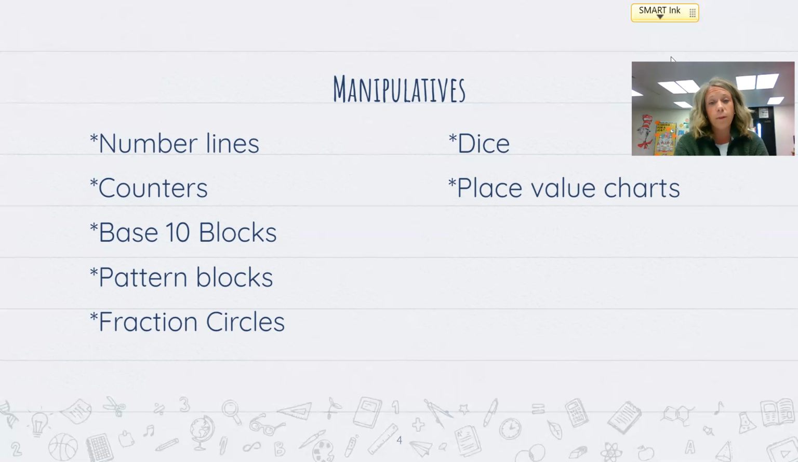We use dice for playing games, and sometimes if you want to do some probability, and also using place value charts a lot for recognizing values of numbers, comparing numbers, introducing decimals. I always have a place value chart for kids to use as a teaching aid.